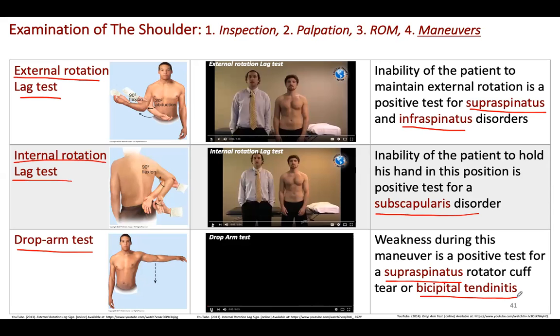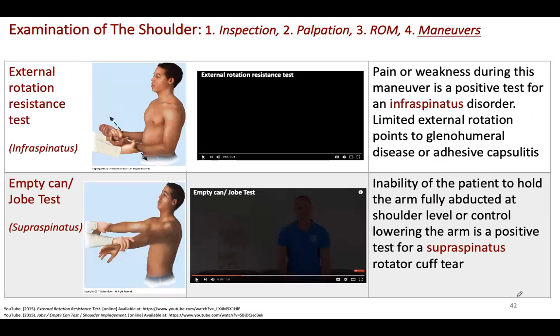Bicipital tendinitis is not a rotator cuff muscle problem, but it can show up in the drop arm test. If it is positive, it might be bicipital tendinitis, and then you palpate the bicipital tendon and find tenderness. The external rotation resistance test is diagnostic of infraspinatus problems. The empty can or Jobe test is again diagnostic of supraspinatus.